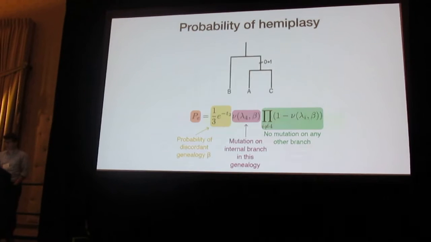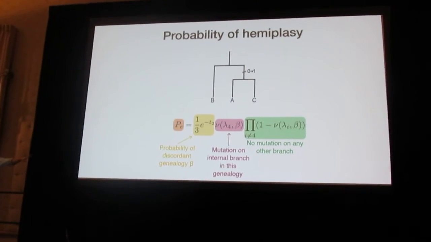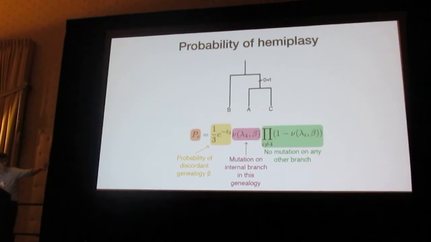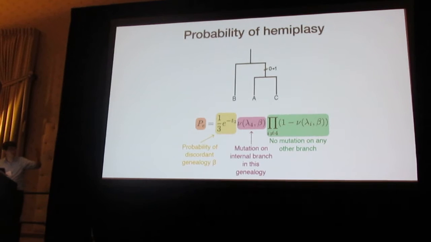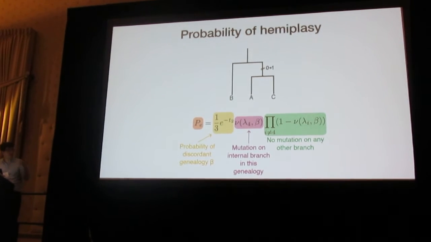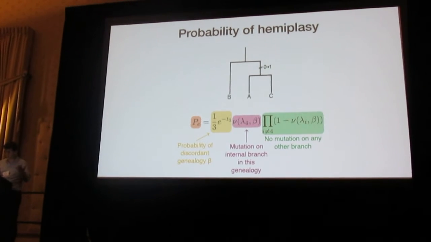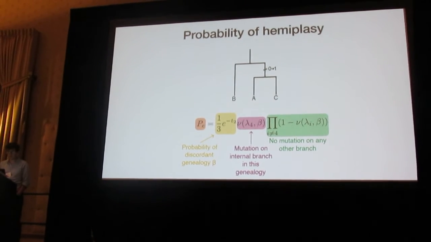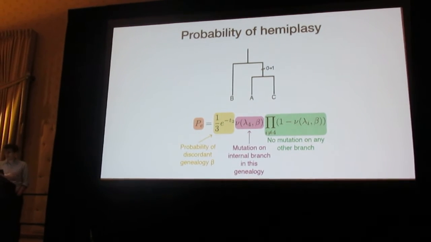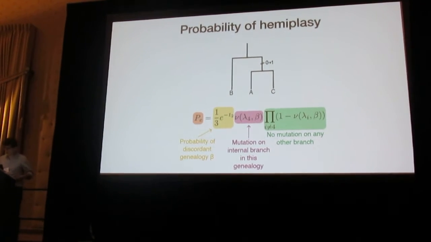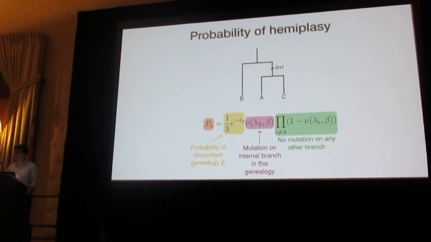All right, for hemiplasy, the probability is actually very straightforward. What needs to happen is that the discordant genealogy, which I'm going to call beta here, just one of the three genealogies, happens, and that happens with a probability of 1/3 e to the negative T2, again proportional to the length of time that you have for coalescence. And then one mutation in the ancestor of A and C, and then no mutations in any other branch. And that's really all we need to put together P_H for hemiplasy and P_O for homoplasy, and we're interested in understanding the ratio of the two.